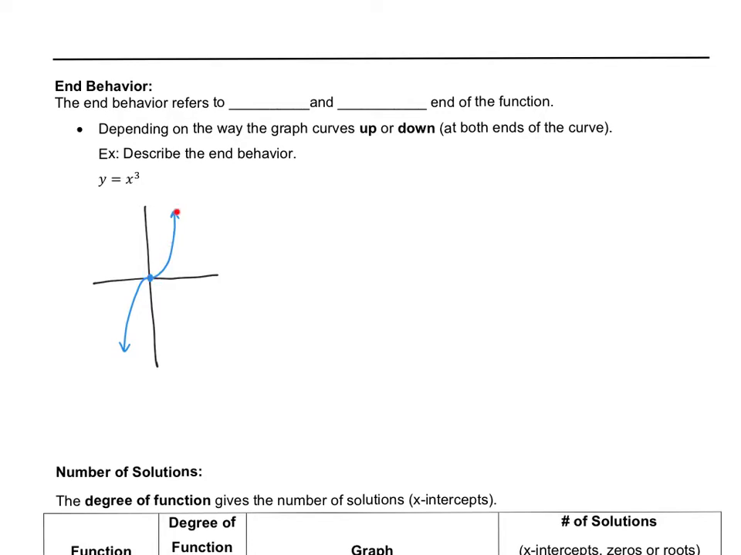And you can see that one side is pointing up and one side is pointing down. When we're talking about end behavior, we care about those two ends. End behavior typically refers to the left side and the right side of the curve. When I'm talking specifically about an end behavior, let's write to the side here. If I were to ask you, what is the end behavior for this cubic function?